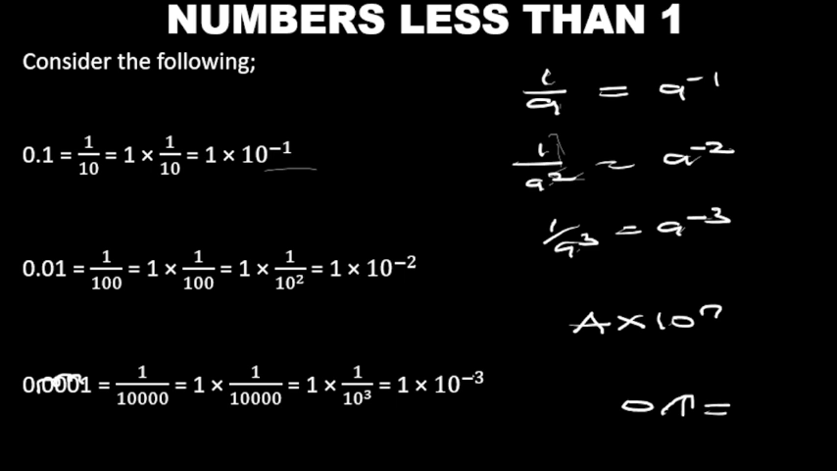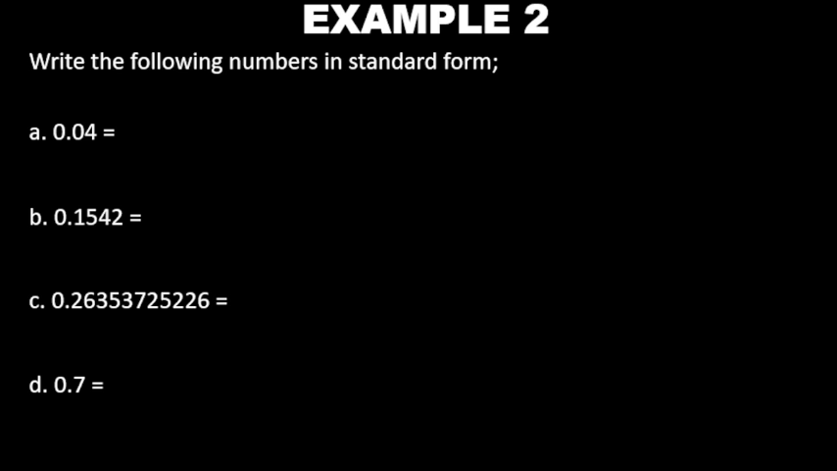So let's use that format to express numbers less than 1 in standard form. The first one is 0.04. How do we express 0.04 in standard form? First thing, it is a number less than 1. And I told you, to express any number in standard form, it must be in this format: a times 10 raised to the power of n. Now, to get the value of a, the point is here, we must shift the point to the right, to this place, to get a number between 1 and 10.